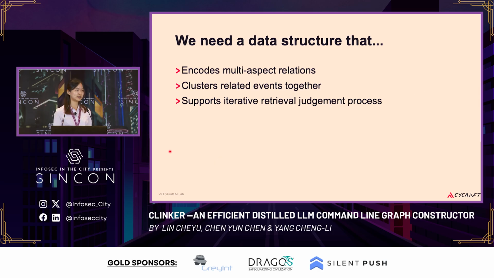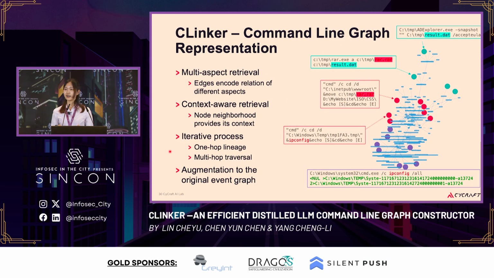To perform retrieval-augmented forensics effectively, it is crucial to have a data structure that encodes multi-aspect relationships and clusters related events together, and also supports the iterative retrieval judgment process. And that brings us to our work, CLINKER, which creates command line graph representations designed as an augmentation to the original event graph to link together events with related command lines through multiple aspects.